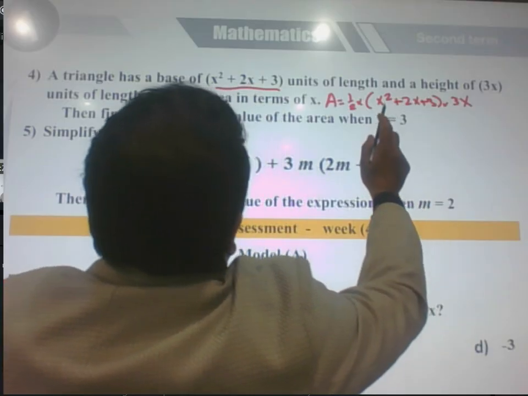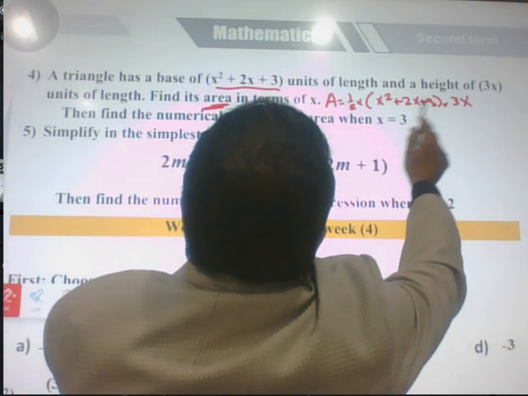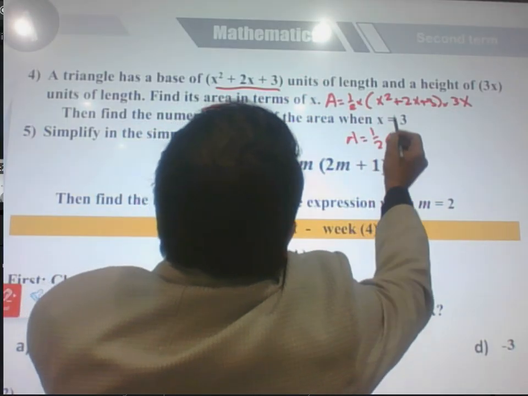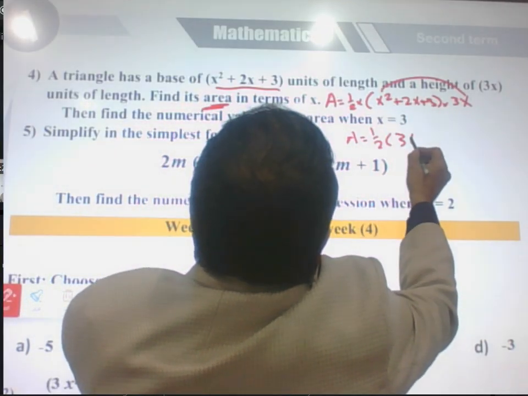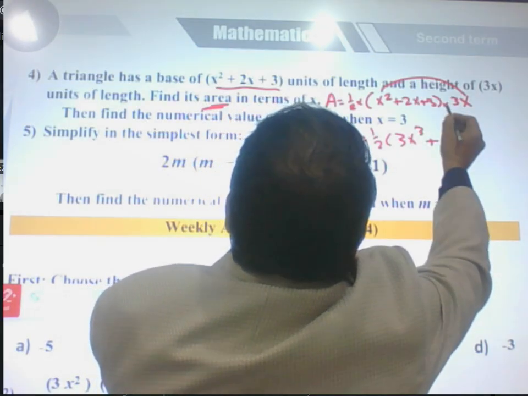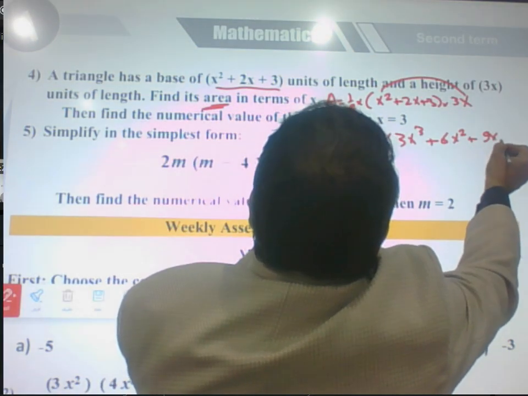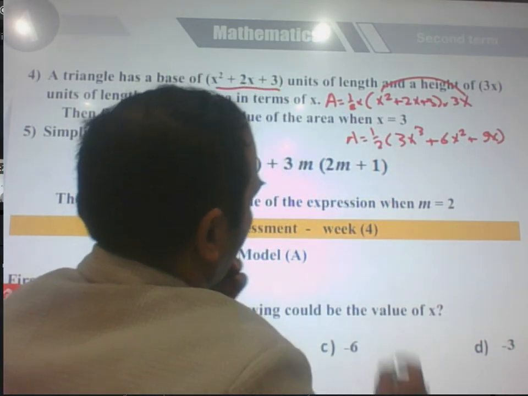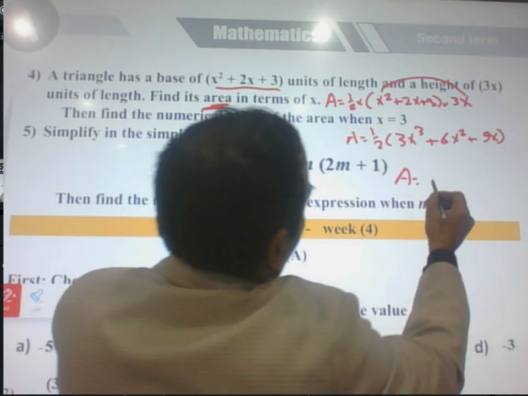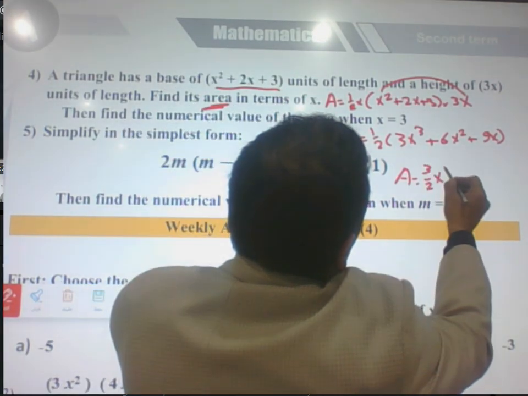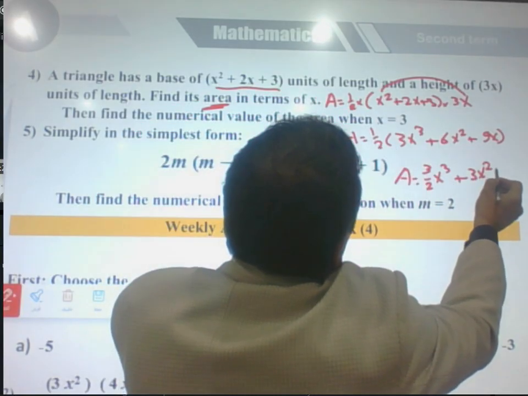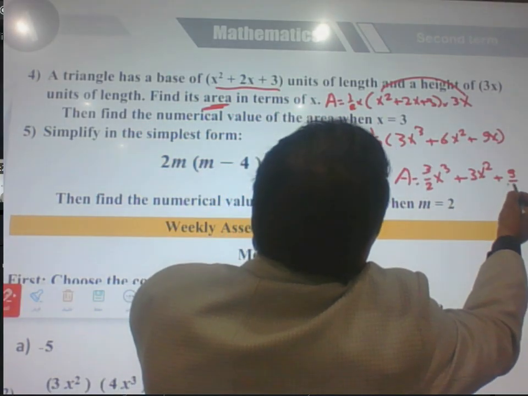First step, you can write x power 2 times 3x, distributive here, this is the area, equal half product. x power 2 times 3x equals 3x power 3. 2x times 3x equals 6x power 2. And 3 times 3x equals 9x. Okay, this is the area here. Then the area is equivalent to 3 over 2 x power 3, plus 6 divided by 2 is 3, x power 2, plus 9 divided by 2, x.